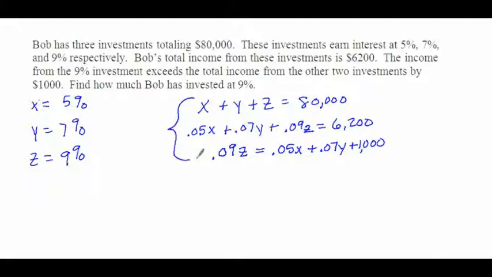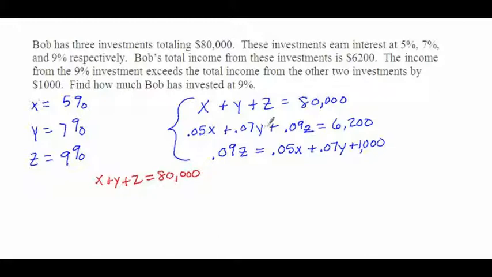So right here is your system of equations to start with. Okay. Now there's several different ways you can go about solving this system, but I like to not have all these crazy decimals in there, so I'm going to simply rewrite it. X plus Y plus Z equals 80,000.